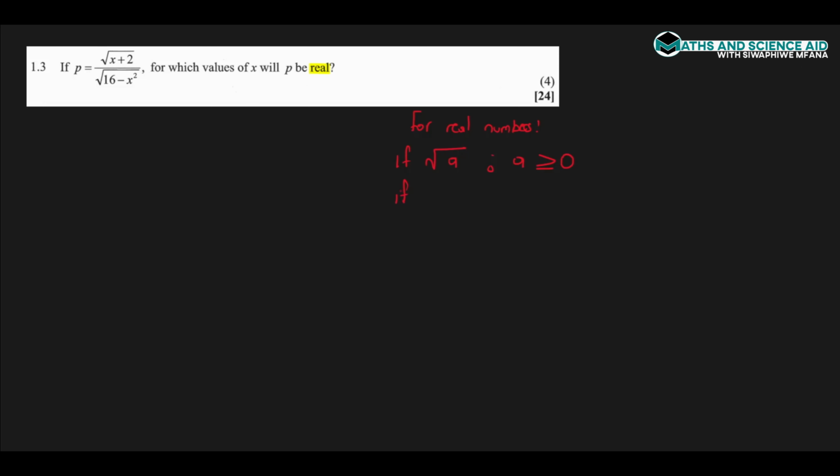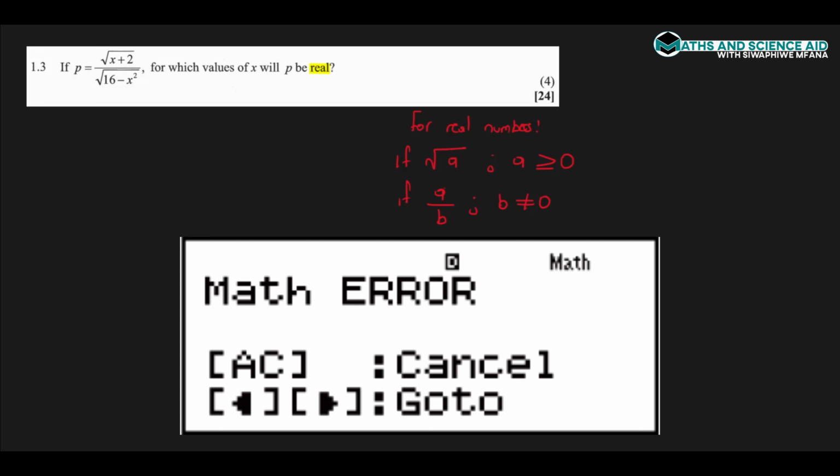Since p is also a fraction, if you've got a fraction, for example a over b, then it means that b should not be equal to 0, because in real numbers we cannot have a denominator that is equal to 0. Or in other words, we cannot divide a number by 0. As you know, if you violate these conditions, even when you are using your calculator, it will give you a maths error.